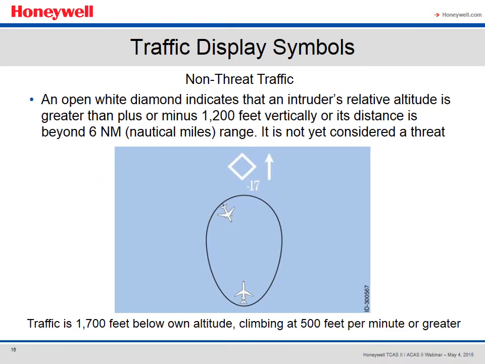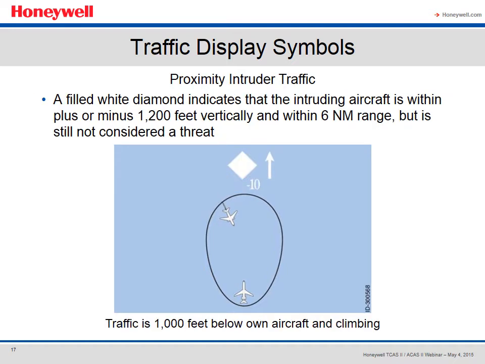An open white diamond indicates that an intruder's relative altitude is greater than plus or minus 1,200 feet vertically, or its distance is more than 6 nautical miles. So it's considered non-threat traffic. In this example, the traffic is 1,700 feet below your altitude, climbing at 500 feet per minute or greater.